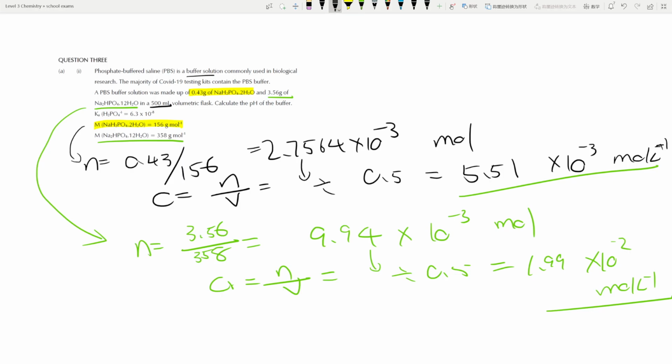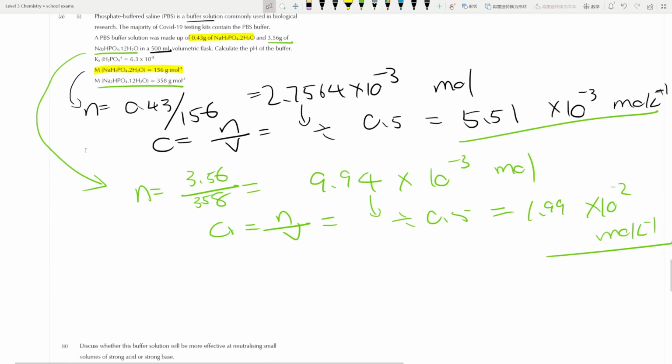And what do we want to do now? We want to calculate the pH of the buffer solution using this. Okay, so you can identify which one is the acid.